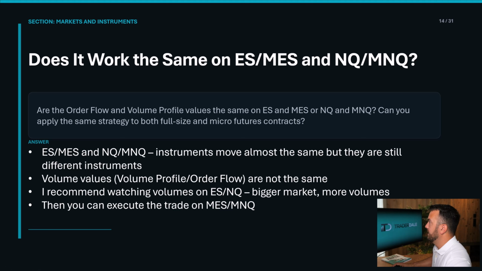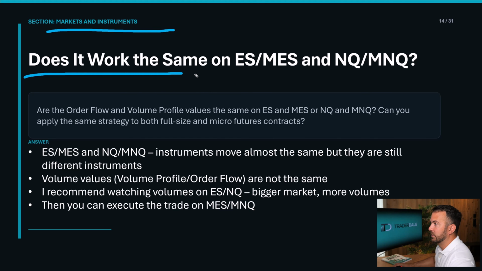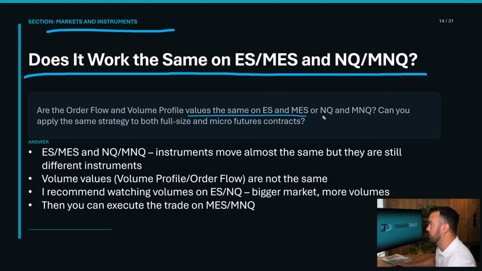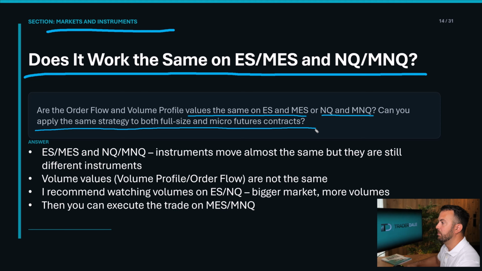Now the next question is from the next part, and it's about markets and instruments. Question is, does it work the same on ES and MES and NQ or MNQ? So the full question goes like this. Are the order flow and volume profile values the same on ES and micro ES or NQ and micro NQ? Can you apply the same strategy to both full size and micro futures contracts? So you can apply the strategy to both.